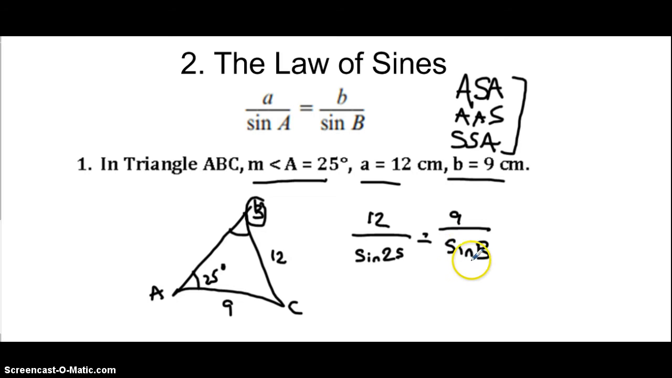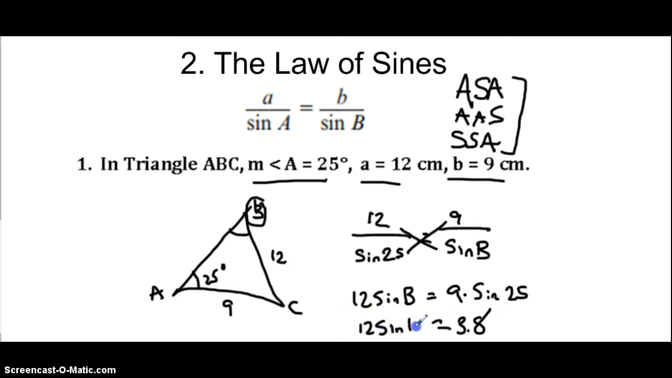And what we do from this point, once we have it set up, is just cross multiply. So we get 12 sine B equals 9 sine 25. All right? You see what we did there? We just cross multiplied, cross, cross. Okay. From here, we just put it into the calculator. 9 times sine 25 equals 3.8. I'm just rounding it there. So 12 sine B equals 3.8. Let's move this down just a little bit.